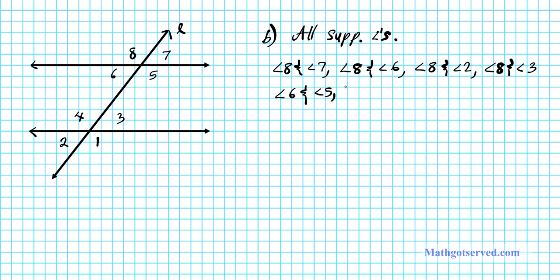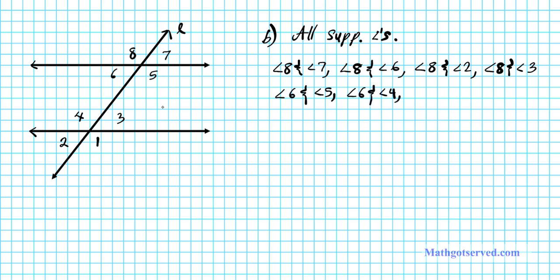Now let's go down here. What angle is angle 6 supplementary to down here? Angle 6 is supplementary to angle 4, because angle 6 is a corresponding angle with angle 2, and angle 2 and 4 add up to 180. So angle 4 and angle 6 are supplementary angles. So angle 6 and angle 4.